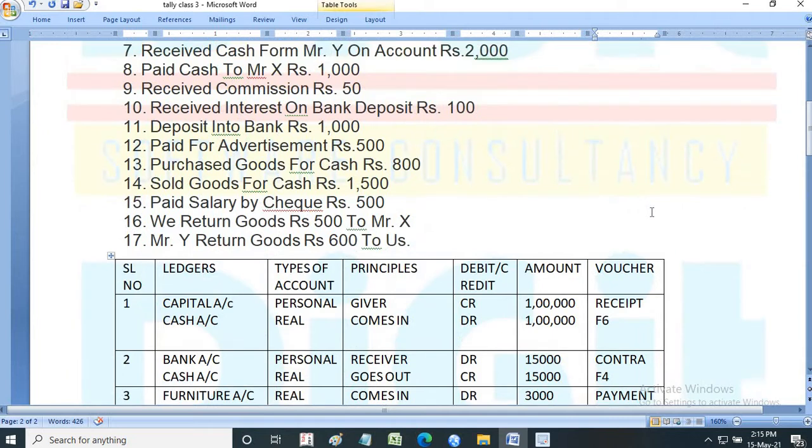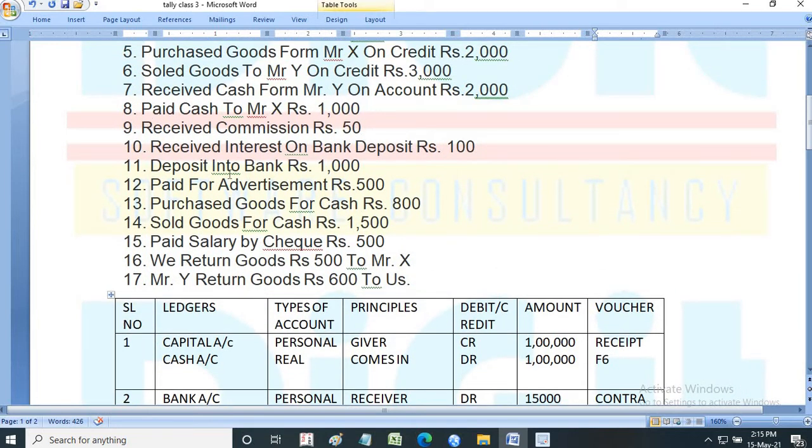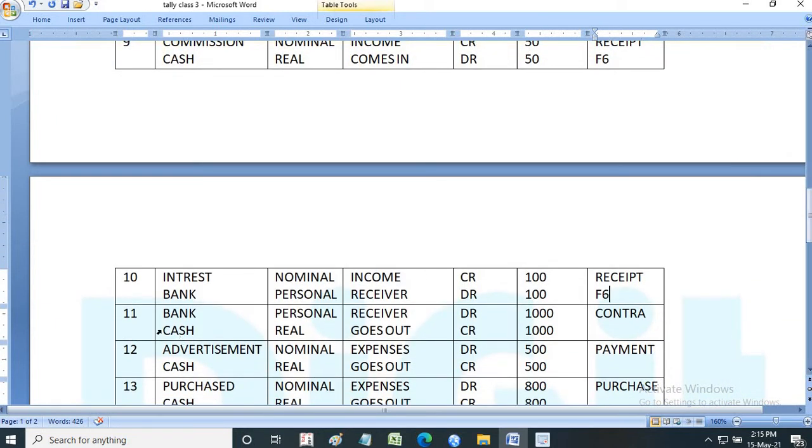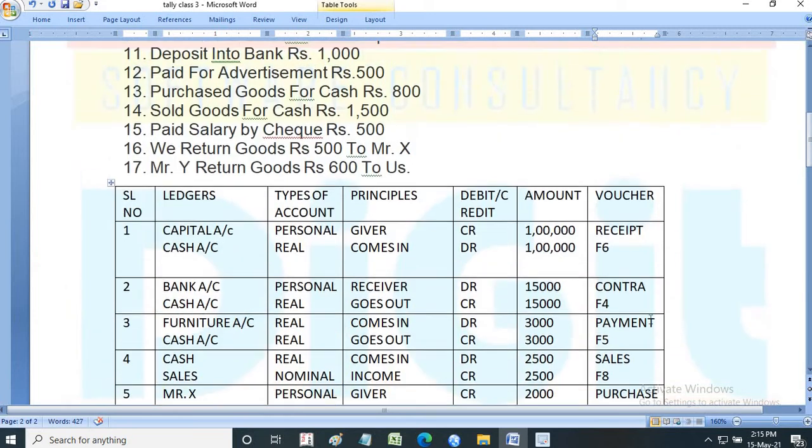Next is contra entry. You see, depositing into the bank. So when we deposit, the ledgers involved here are bank and cash. Bank account is a personal account, cash is a real account. So here, bank is the receiver because we are depositing and cash is going out, so receiver will be debit, goes out will be credit, and 1000. Contra voucher we have to use, and the key to press for contra voucher is F4.